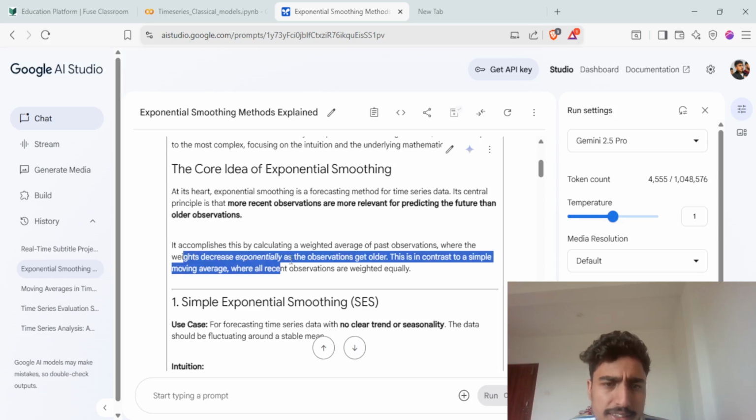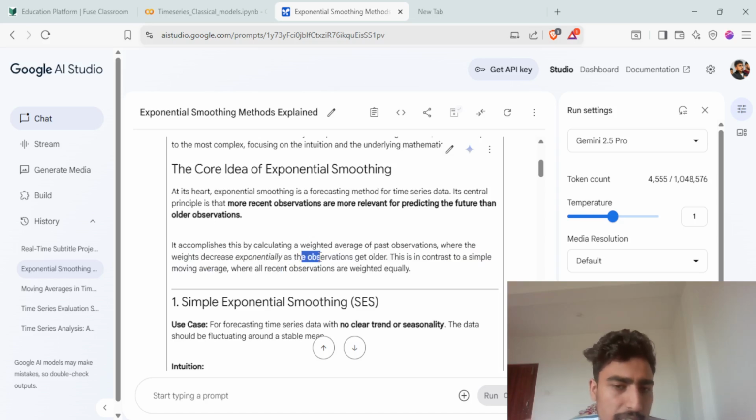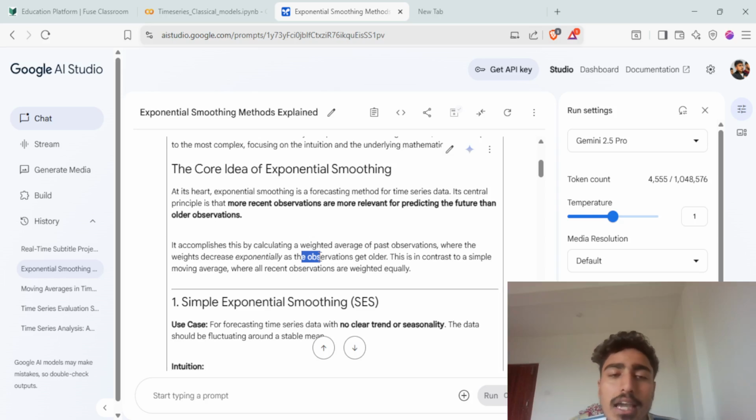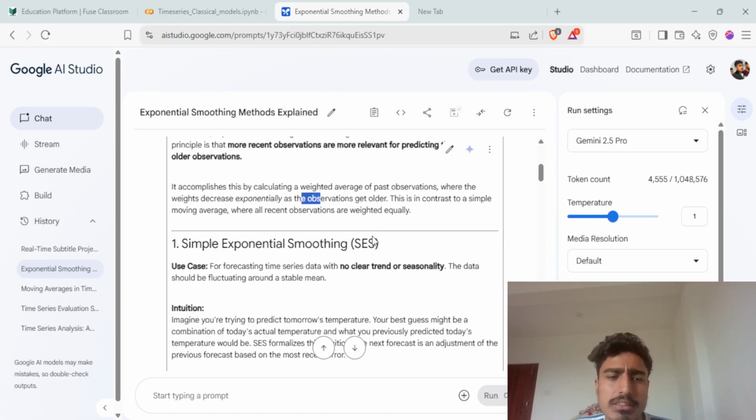Weights decrease exponentially as the observations get older. I already spoke about that. This is in contrast to the simple moving average, where all observations are weighted equally. The simple moving average treats all observations equally, gives equal weight to the older and the newest data, and calculates the moving average to predict the time series. But here it is just the opposite: it gives weight based on time.